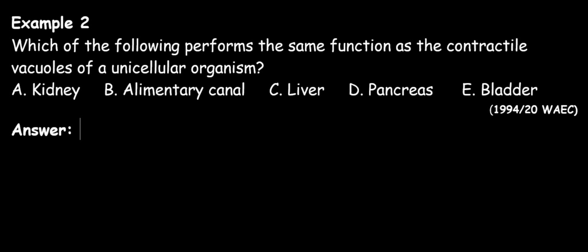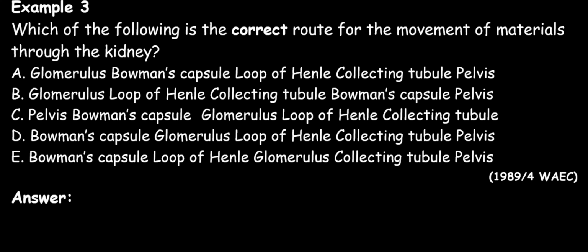It says, which of the following performs the same function as the contractile vacuoles of a unicellular organism? A. Kidney. B. Alimentary canal. C. Liver. D. Pancreas. E. Bladder. The answer to this question is A, as the kidney helps in osmoregulation in higher animals, just as the contractile vacuole helps in osmoregulation in unicellular organisms. We'll go to our next question.